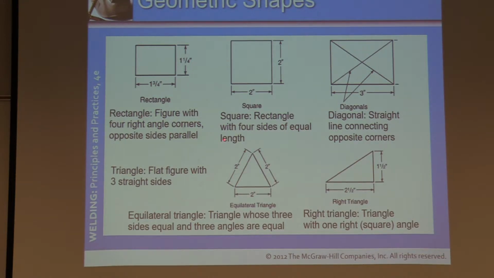Okay. So something to be aware of is a rectangle has all 4 corners, as well as a square, are right angles. Opposite sides are parallel to each other. These 2 sides are perpendicular to each other. Diagonals are straight lines connecting opposite corners. Therefore, this right here is the center point of the entire rectangle.